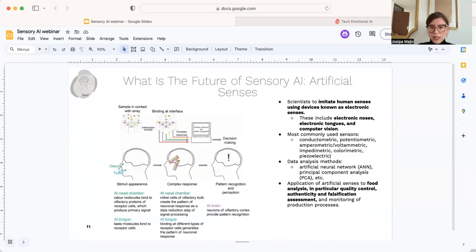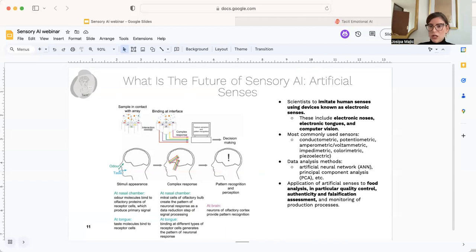And now we're slowly getting to what these things are. What is an electronic nose? What is an electronic tongue? And why does it even matter? The reason why it all matters is because that's where the future of sensory AI is going. So what's been happening is that scientists are getting closer and closer to imitating human senses using devices known as electronic senses. And these are devices like electronic noses, electronic tongues, computer vision.